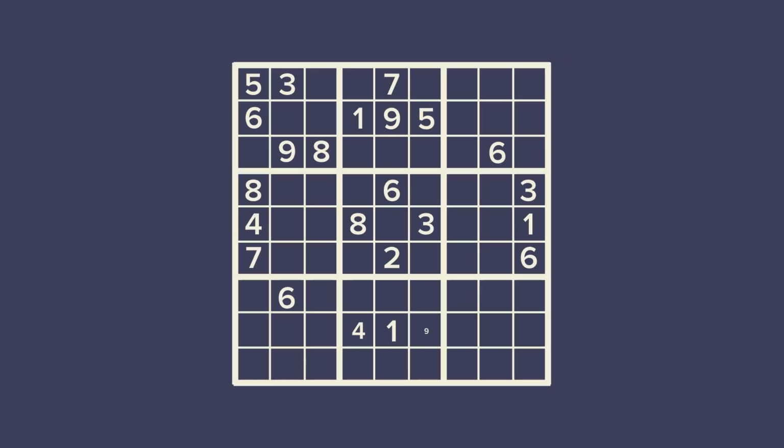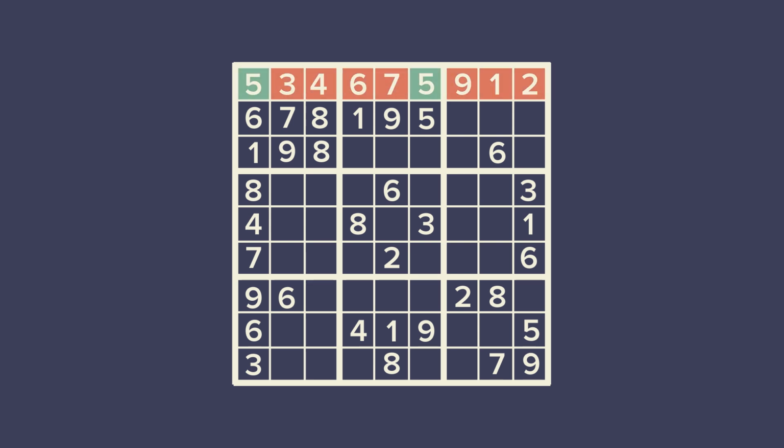To solve the puzzle, we need to find a way to place the remaining numbers in the empty spots. The key is to make sure that each number fits in a way that doesn't break the rules of Sudoku. If we put a number in a spot where it would repeat in a row, column, or section, we know it's not the right choice. So here's what we do.